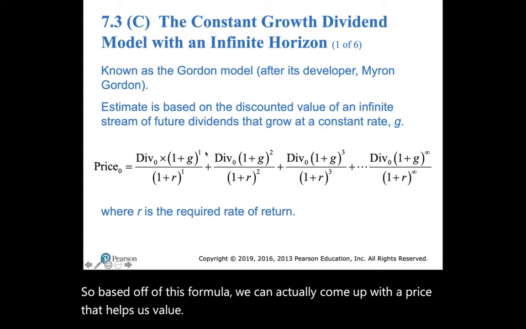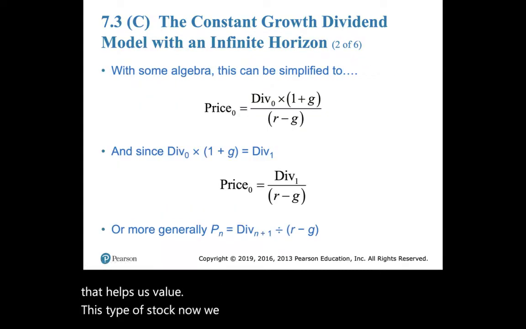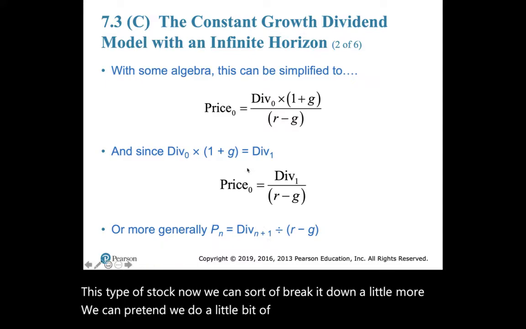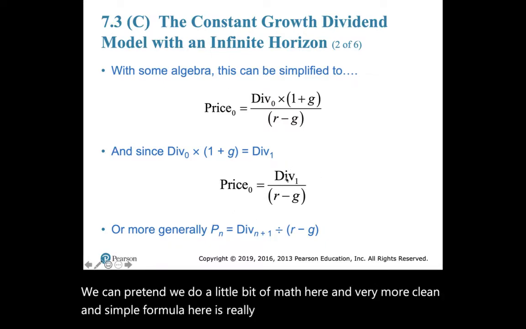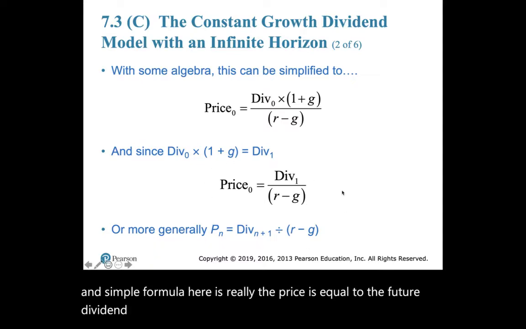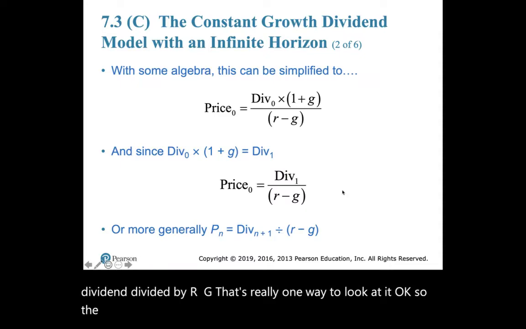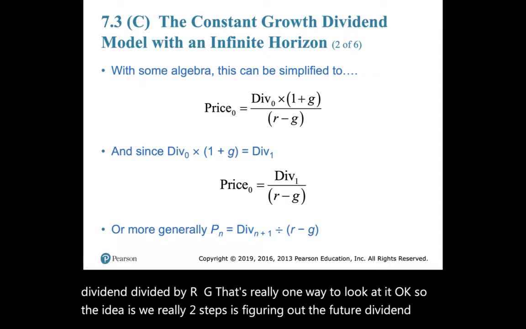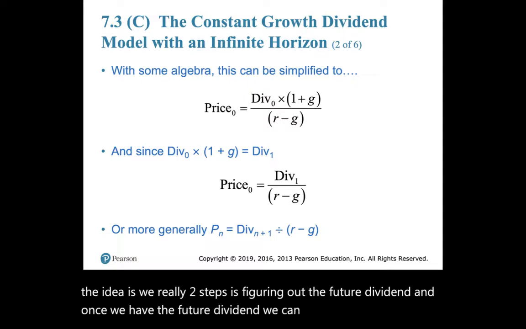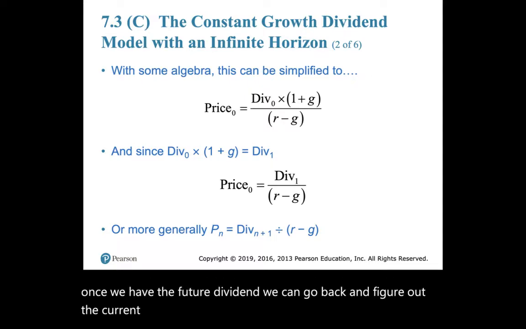So based off of this formula, we can come up with a price that helps us value this type of stock. Now we can break it down a little more. We can do a little bit of math here. A cleaner and simpler formula is that the price is equal to the future dividend divided by r minus g. The idea is two steps: figuring out the future dividend, and once we have it, we can go back and figure out the current price of this stock.